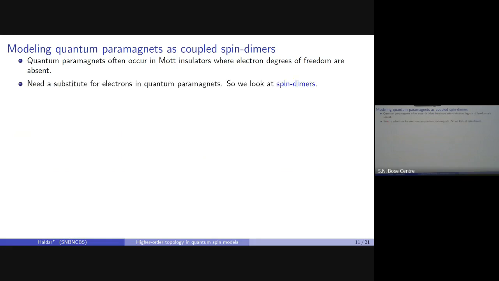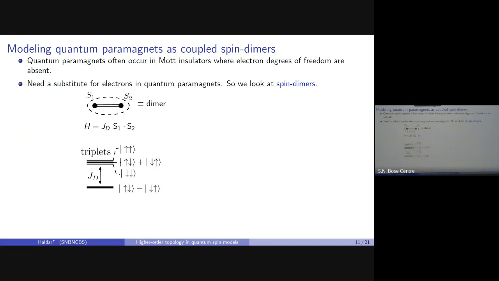Okay. So to get this kind of substitute for magnons or electrons to show higher order topology in quantum paramagnets, we need to look at the basic building block of my quantum spin paramagnet, which is a spin dimer, or a spin singlet. A spin singlet, if you recall from your bachelor's or master's days, can be modeled by this exchange Hamiltonian H = J_D S1 · S2. The spectrum of this simple model is extremely simple. You have a ground state, which is a singlet, which I already discussed in the previous slide. And then you have a set of degenerate excited states called triplets. The spin configurations: up up, down down, up down plus down up.